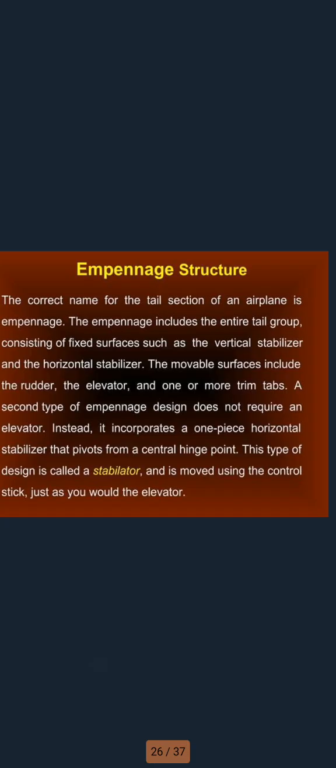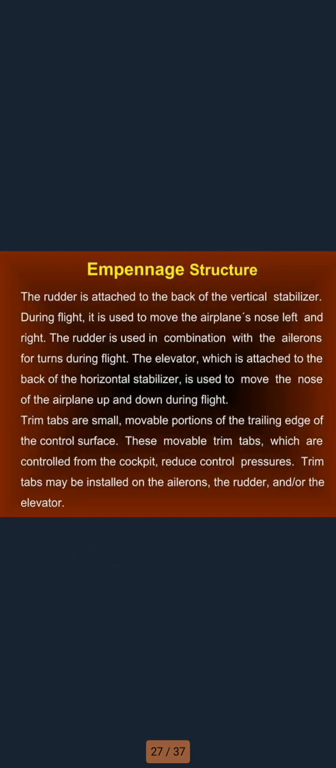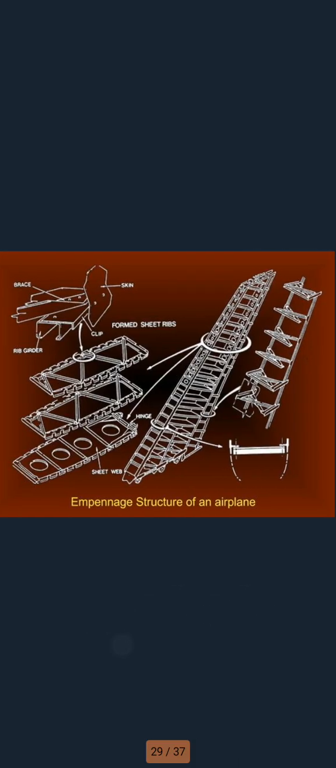Instead, it incorporates a one-piece horizontal stabilizer that pivots from a central hinge point. This type of design is called a stabilator and is moved using the control stick, just as you would to operate an elevator. Empennage of the aeroplane: vertical stabilizer, horizontal stabilizer, rudder, elevator. Aeroplane structures can be seen in the figure.